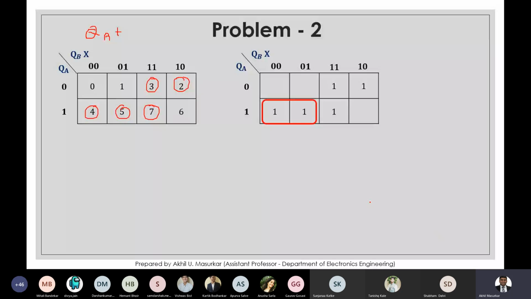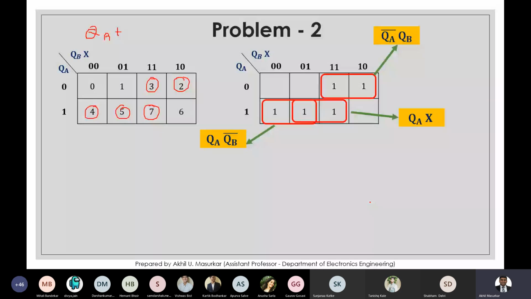Let's check. This is one pair, this is another pair, and this is the third pair. So three pairs should do the job, and that is QA bar QB plus QA QB bar plus QAX. Yash has combined the first two terms and written QAX or QB, that is fine. But even if you don't combine and leave it this way, it is okay.